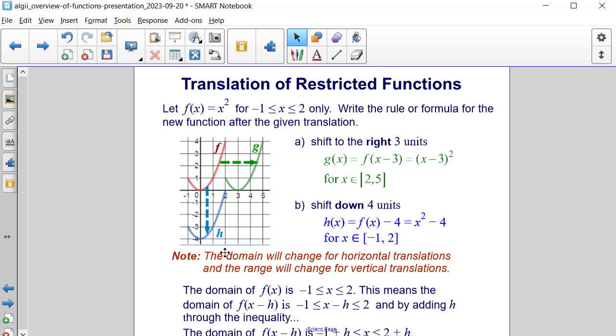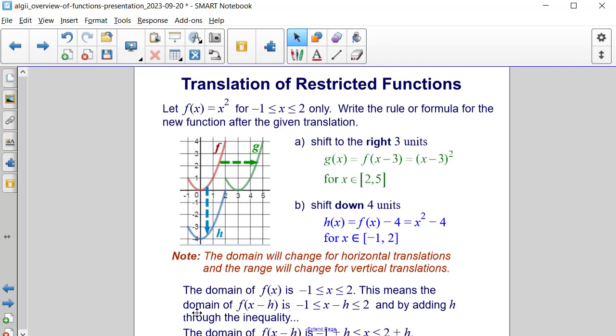It's worth noting again that the domain will change for horizontal translations. We can see that that happened here. But the domain will not change for vertical translations. So the domain from f and to h will be the same from -1 to 2.